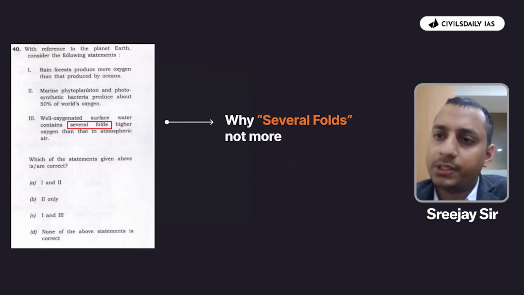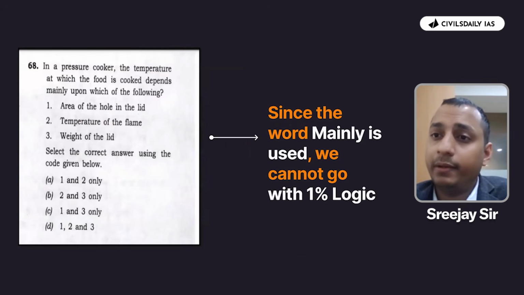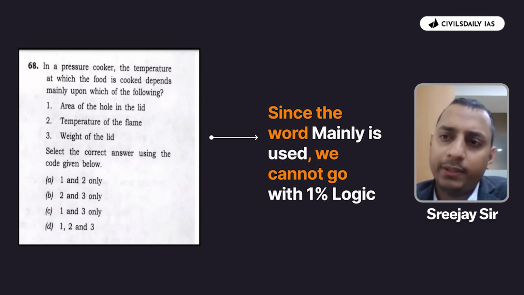Why did UPSC introduce the word several folds? UPSC could have just said that well oxygenated surface water contains higher oxygen than atmospheric air. Why did UPSC introduce the word several folds and not more or just higher oxygen? Everything has a purpose, right? Why did UPSC introduce the word mainly here? In a pressure cooker, the temperature at which the food is cooked depends mainly upon which of the following. Why mainly? UPSC could have just said that in a pressure cooker, the temperature at which food is cooked depends upon which of the following. Why did they introduce the word mainly?